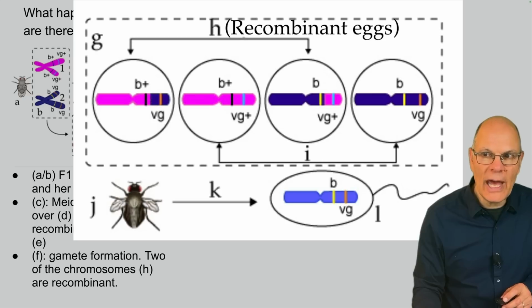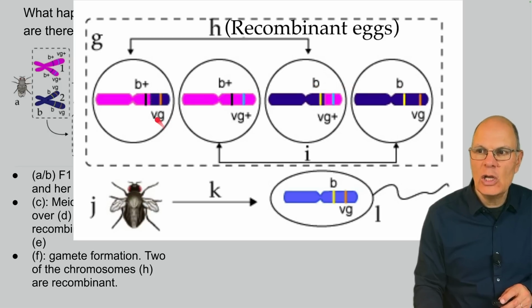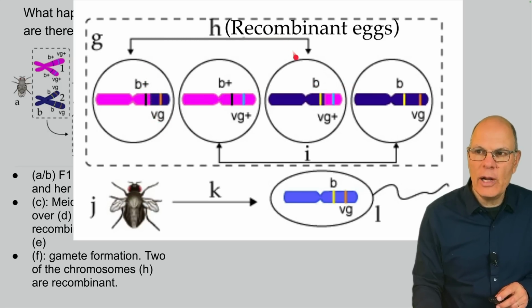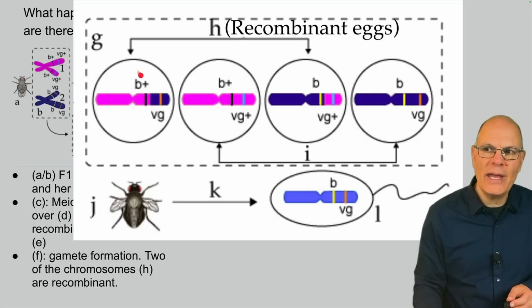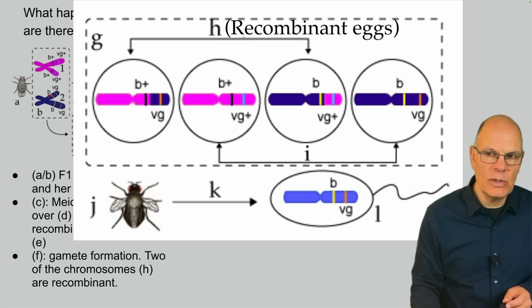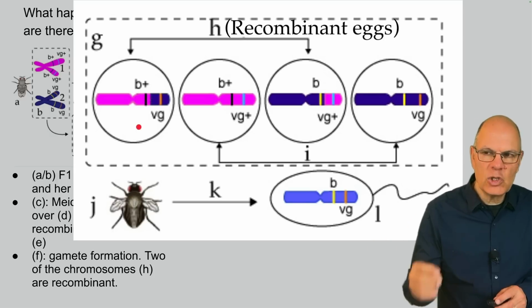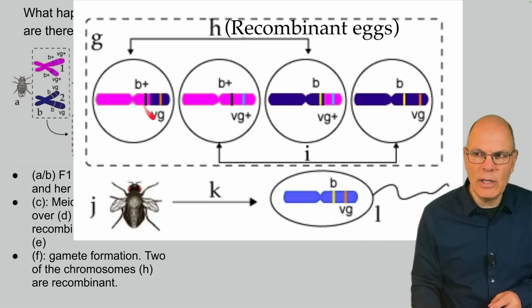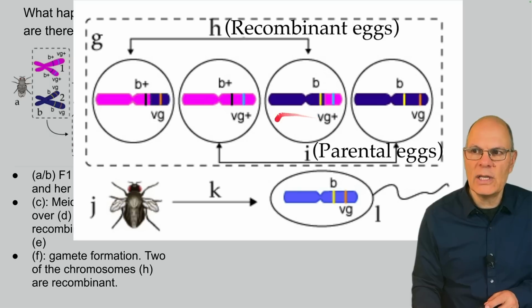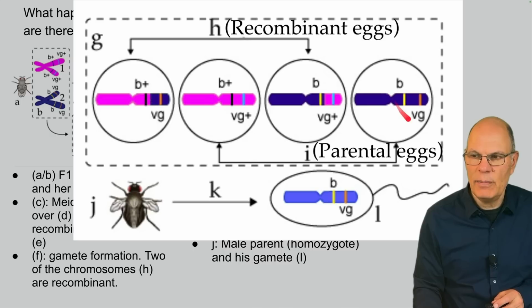And when we do that, note that of the eggs that the female produces, 2 of them at letter H are recombinant. What do I mean by that? Well, they have B plus and they have VG. In other words, this chromosome is B plus VG plus, this chromosome is B VG. The recombinant ones are the ones where those alleles swapped places. So this is a recombinant B plus VG, this is a recombinant B VG plus, but these 2 at letter I, those are parental, right? They're just like the parents, B plus VG plus and B VG.